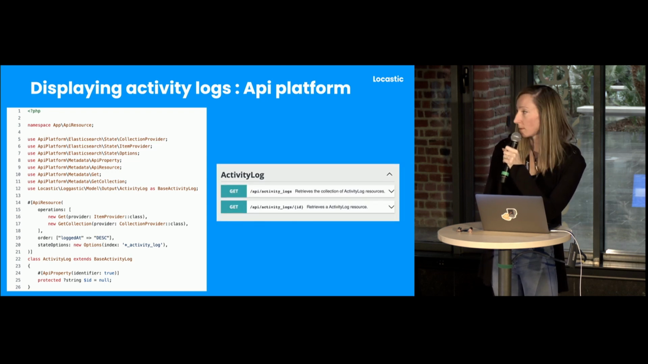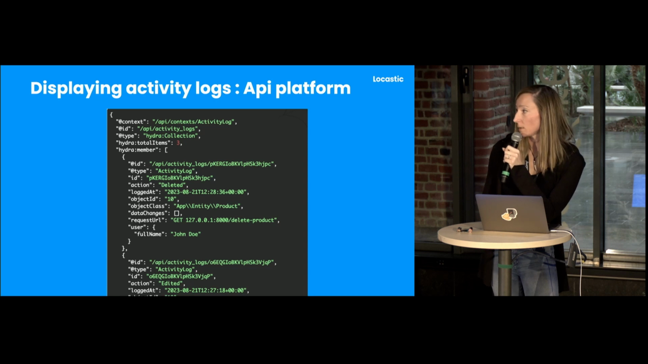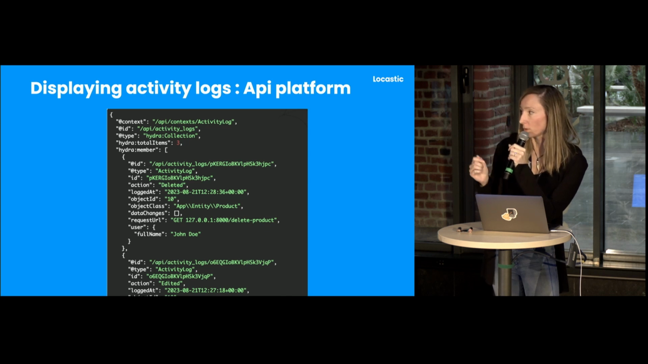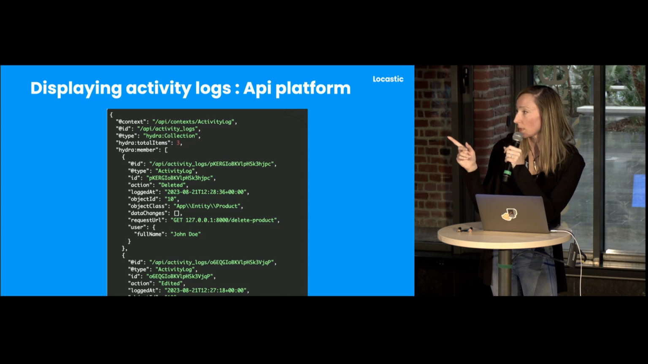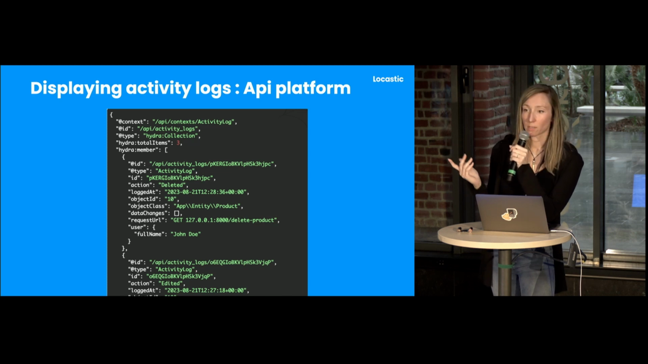And this is the result. We have 2 new endpoints. The response would look something like this. So first, we can see the delete action because we set the order to go from the fresh one to the newest one. So we have all the fields exposed, but maybe you don't need to expose, for example, object class or request URL to the end user. So that's why you can create some DTO to expose only the fields you need.